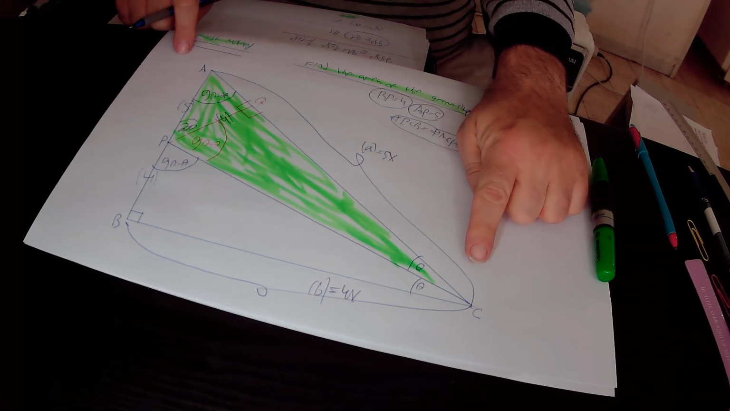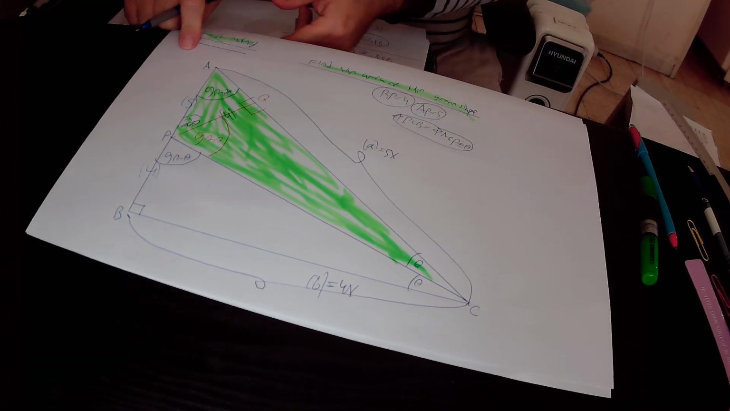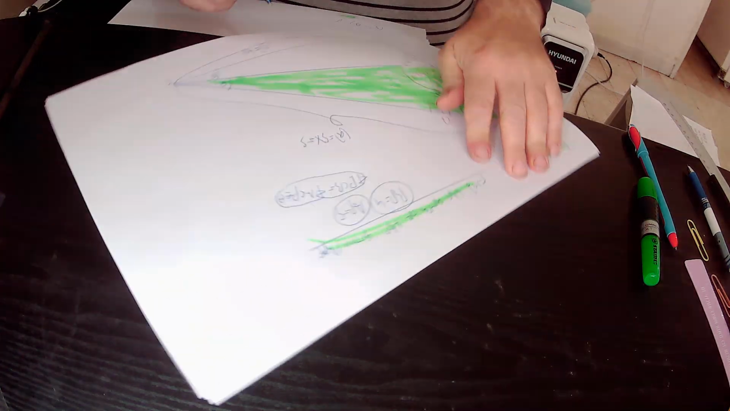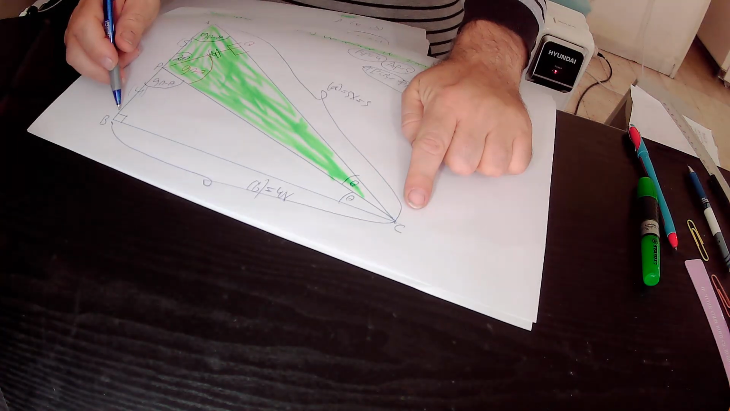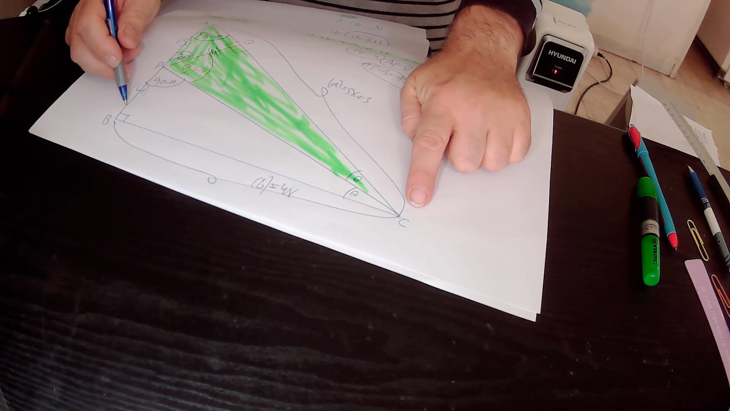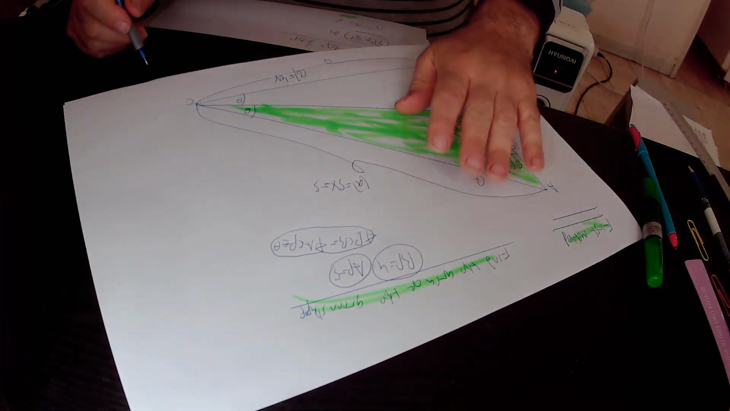AC equals A and A equals 5x. 5x is 5 times 3, that is 15. So AC equals 15. Likewise, BC equals B and B equals 4x. 4x is 4 times 3, that is 12. So BC equals 12 units. Moving on.